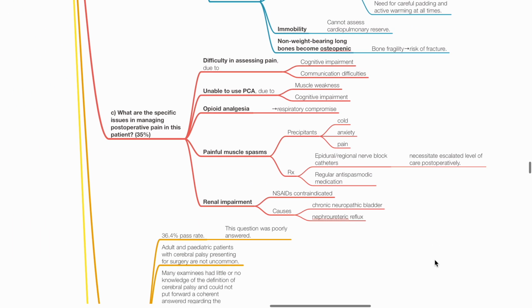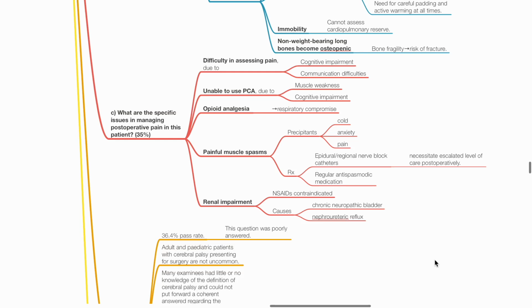C. What are the specific issues in managing post-op pain in this patient? There is difficulty in assessing pain due to cognitive impairment and communication difficulties. The patient may be unable to use PCA due to muscle weakness or cognitive impairment. Opioid analgesia may lead to respiratory compromise. Painful muscle spasms may be precipitated by cold, anxiety, or pain. Treatment with regional nerve block or epidural catheters may be necessary.